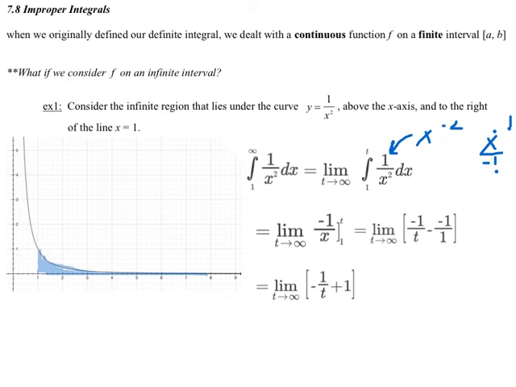And now once I've got a simple algebraic expression here, I can take the limit, and if t is approaching infinity, 1 over t is going to be approaching 0, and I'm left with a value of 1. And so that means that this infinite region does have a finite area, and that finite area is 1.